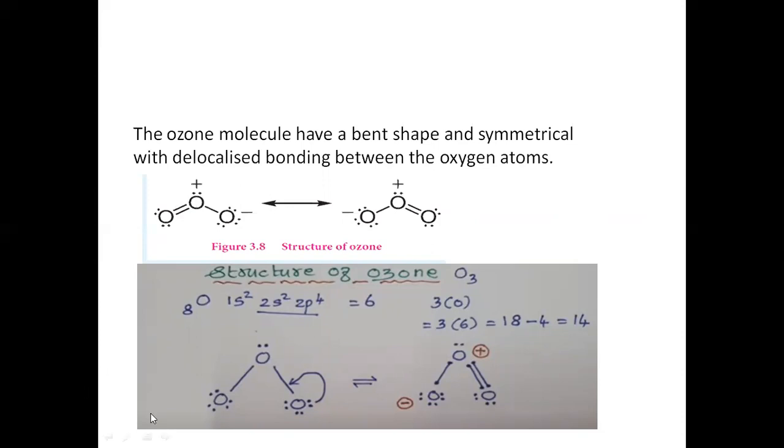Next is how to draw the structure of ozone. The formula for ozone is O3. Oxygen has atomic number 8, and its electronic configuration is 1s2, 2s2, 2p4. The valency of oxygen is 6. How many oxygen atoms are there? 3. So 3 into 6, 18.